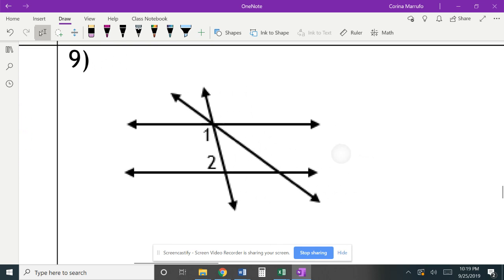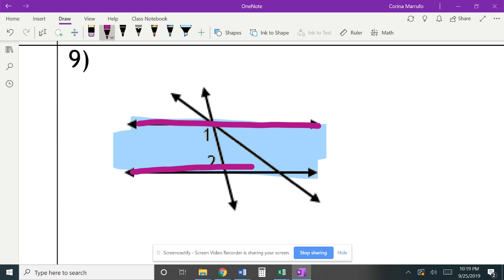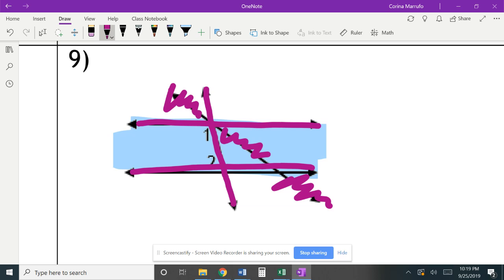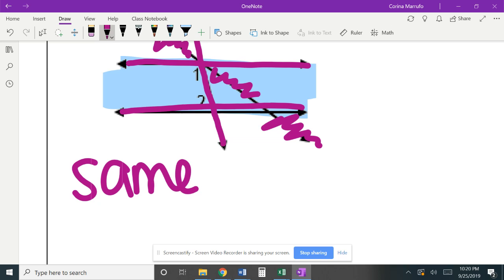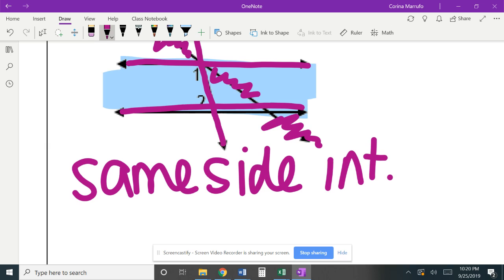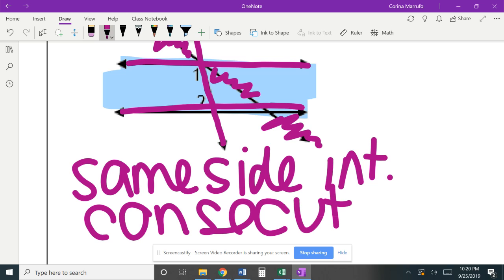Okay, problem number 9. Here we have inside the parallel lines again. And then we have our two parallel lines, and then we identify the transversal that makes up angle 1 and angle 2. So this is our transversal. We have to ignore this other line. You cannot pay attention to this line. It has nothing to do with these. So angle 1 and angle 2 are both inside the parallel lines, but they're not on alternate sides. So these are called same side interior because they're inside the parallel lines, or they are also known as consecutive because they're right next to each other. Consecutive.